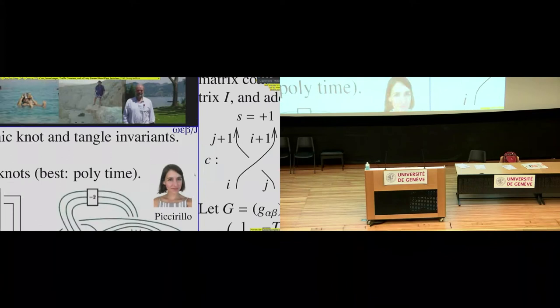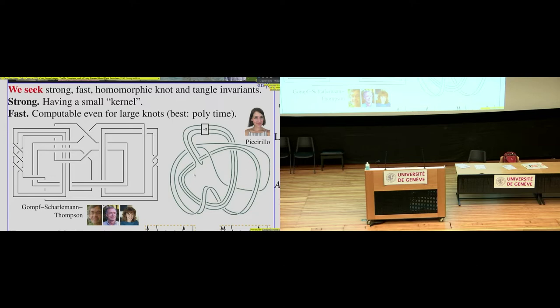And let me start. So we seek strong, fast, homomorphic knot invariants, for knots and tangles. Let me explain all of these words. Strong means good at separating knots, having a small kernel, that's kind of obvious. Fast means, in practice, many knot invariants have formulas that end up being exponential time to compute, which means that you cannot compute them on large knots.